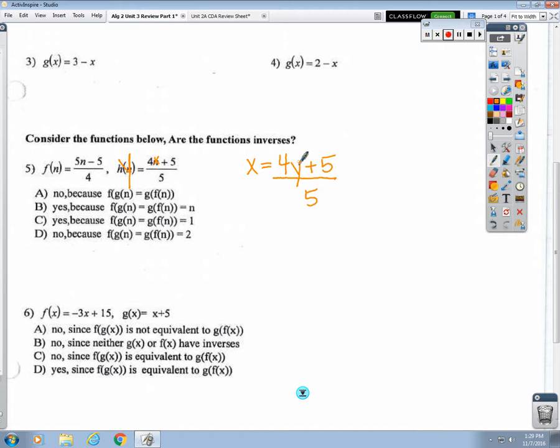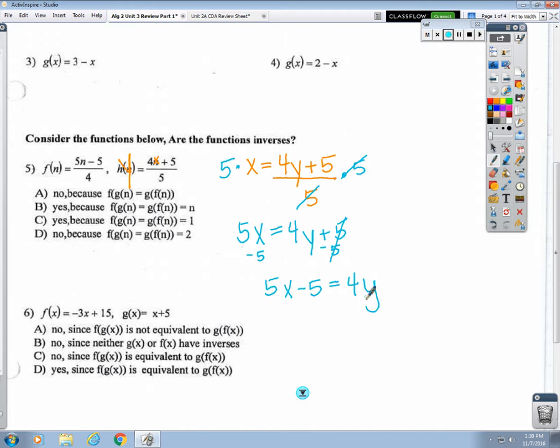Now to solve for y, what do I do first? Multiply by 5 on both sides. So I get 5x equals 4y plus 5, because those cancel each other out. Now I subtract the 5 on both sides, right? So I get 5x minus 5 equals 4y.